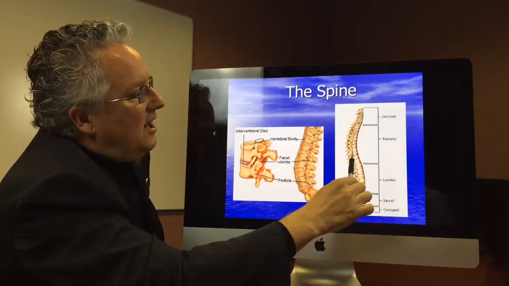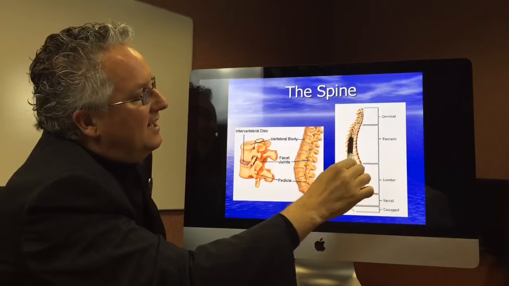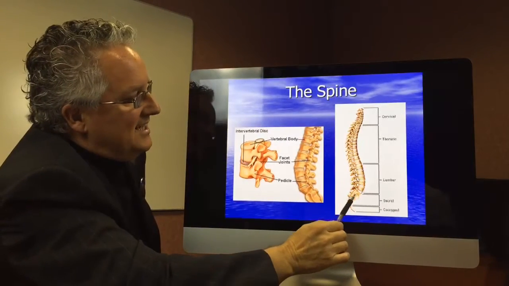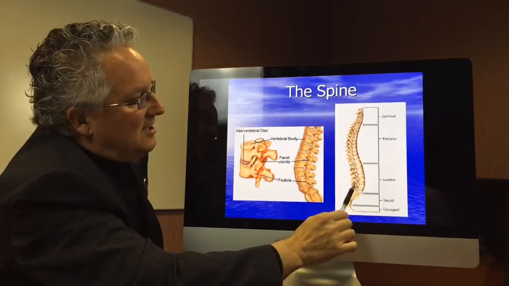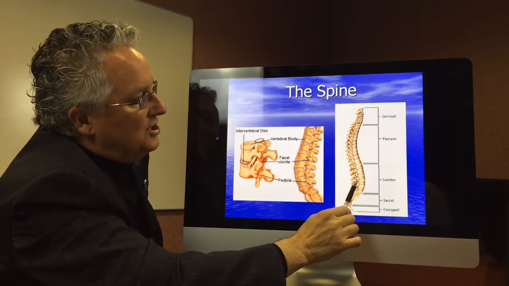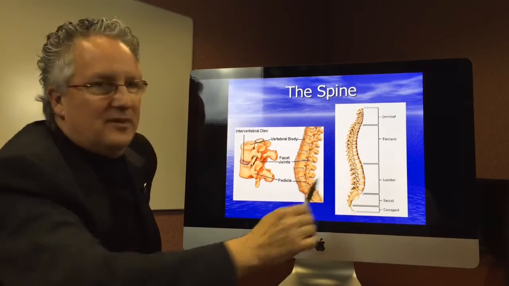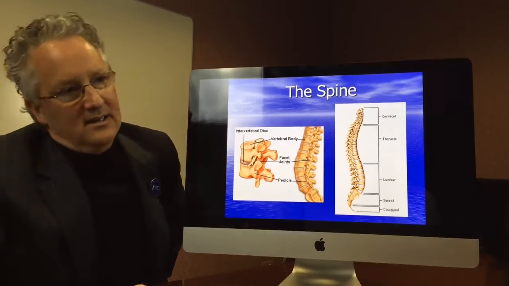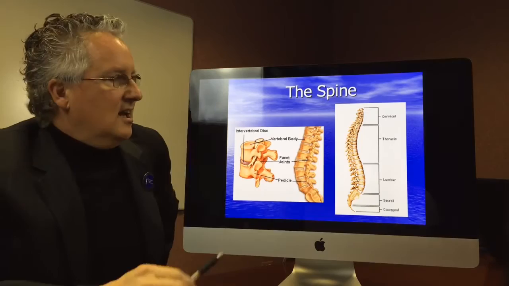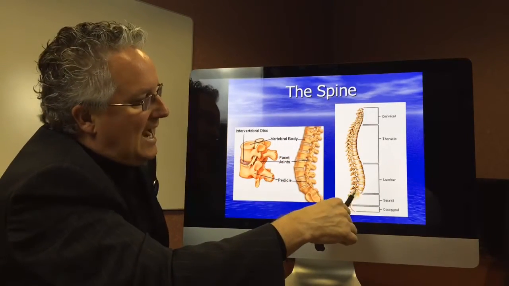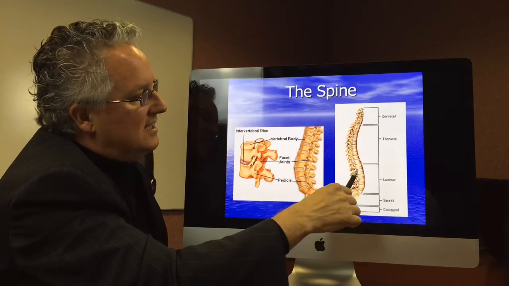The vertebrae are the bones, and in between each bone there is a disc. The disc allows for motion of the vertebrae. Each vertebra is designed to move in 6 directions: forward, back, side to side, and rotate. And all that motion takes place on top of the disc.